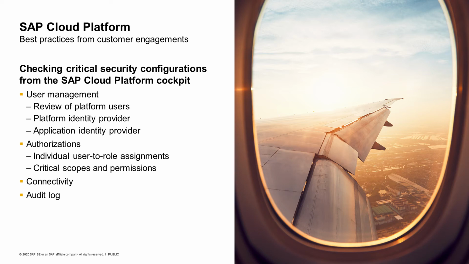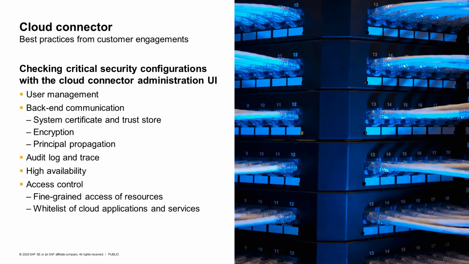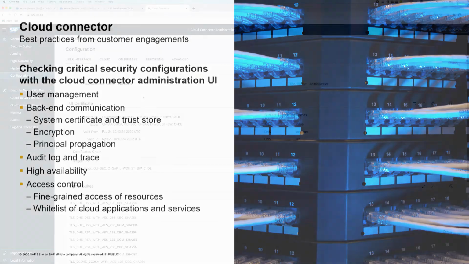That's it for the short and quick overview about security configurations in the SAP Cloud Platform, and now let's go ahead with the Cloud Connector. Here, the security settings I want to highlight are user management, backend communication, audit log and trace, high availability, and access control. Let's check these settings in the Cloud Connector administration UI with a short demo.